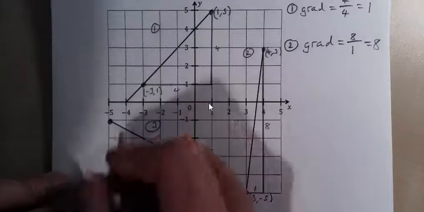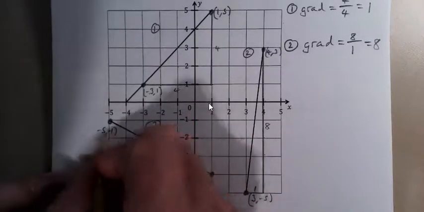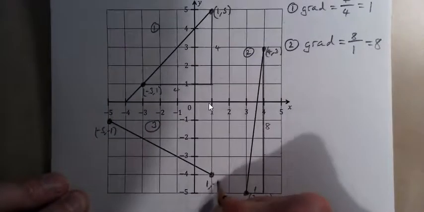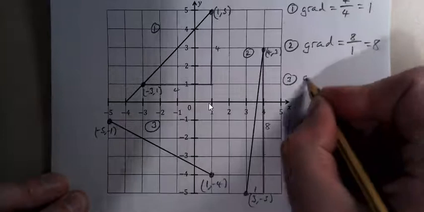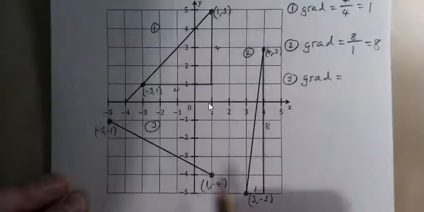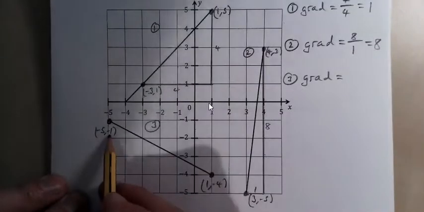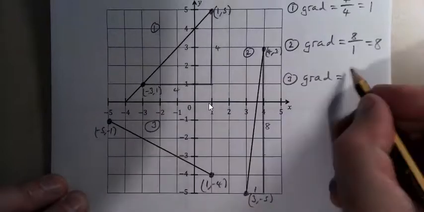So what's this point? This is the point (-5, -1). And then this is the point (1, -4). So as long as we're consistent here, we're going to be okay. So the difference in the y coordinates, let's go for this one, take away this one. So it's -4 minus -1. So that's -4 plus 1, so that's then going to be -3.